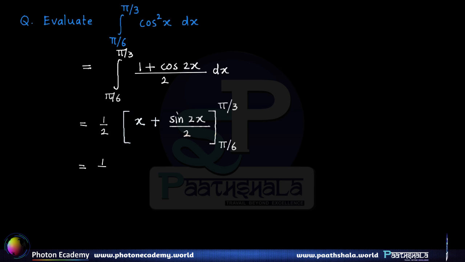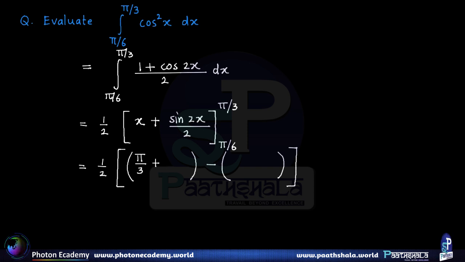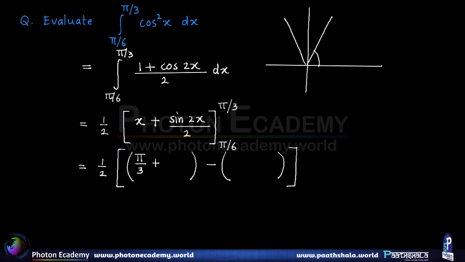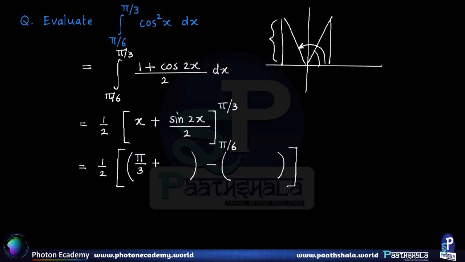So that gives us 1 by 2. Now we have the upper limit substituted minus lower limit substituted. When we put x as pi by 3, we have pi by 3 plus sine of 2 into pi by 3, that is sine of 2 pi by 3. Just to recollect how we calculate this, 2 pi by 3 will be 120 degrees, so the sine of 2 pi by 3 is the same as sine of pi by 3, which is root 3 by 2. So here we have root 3 by 2 divided by 2, that is root 3 by 4.